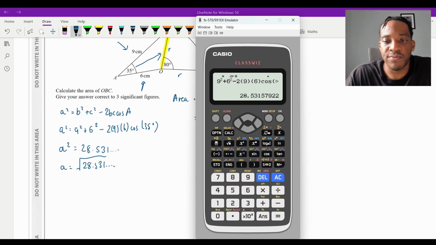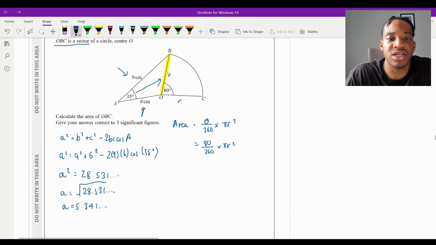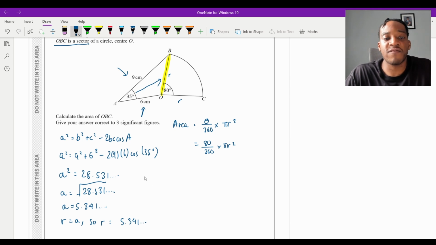And this is going to equal the square root of that, which is 5.341. A is going to equal 5.341, so this is our answer. Now remember, A is just the radius. So we found the side in yellow, which is the radius. I'm just going to say that the radius is equal to A, so the radius is equal to 5.341... Now, remember, we're trying to find the area of the sector OBC.